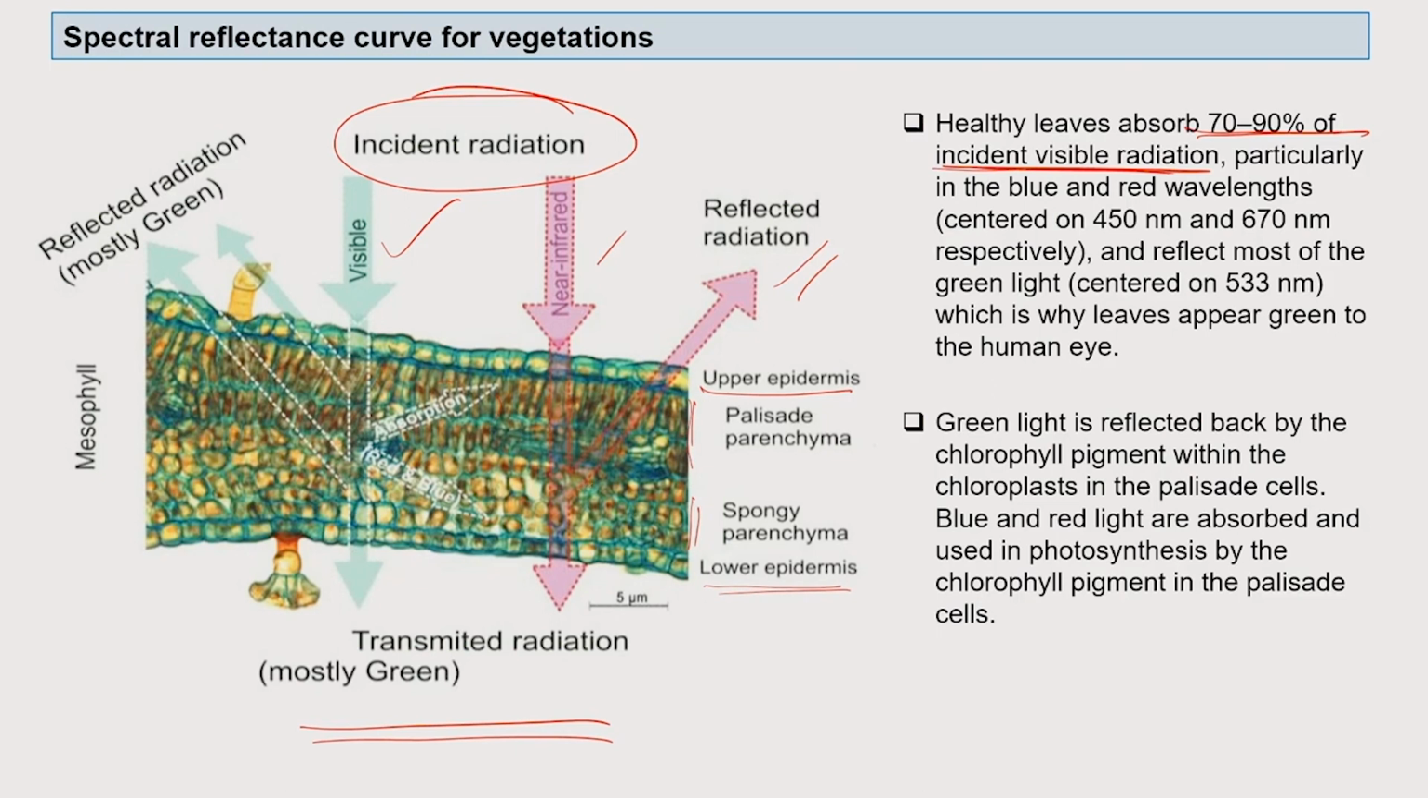Okay, so when the incident radiation gets inside through the upper epidermis layer, the red and blue parts inside the cell are actually used for photosynthesis. The green part is of no use here, so most of that green light gets reflected back, and that's why when we look at a plant we see a green leaf. This is called the spectral reflectance curve for vegetation.